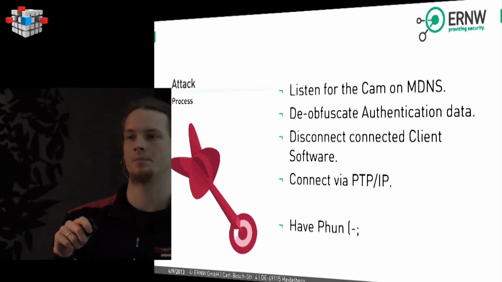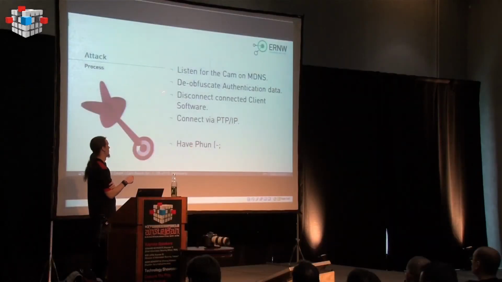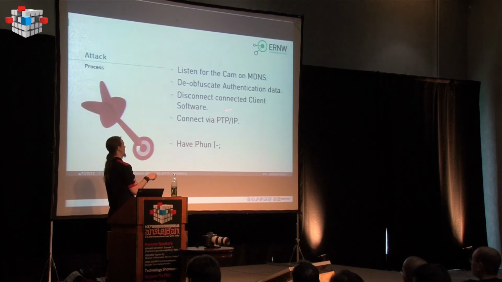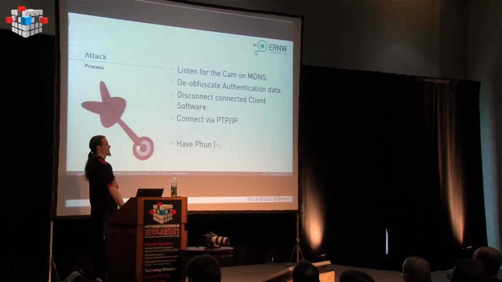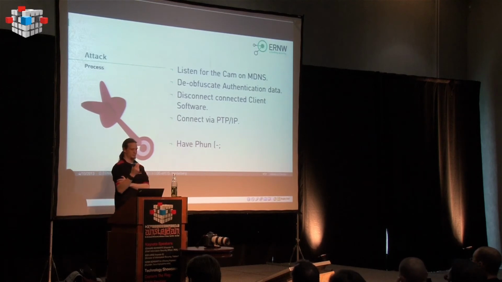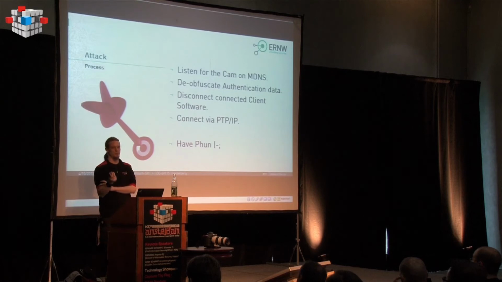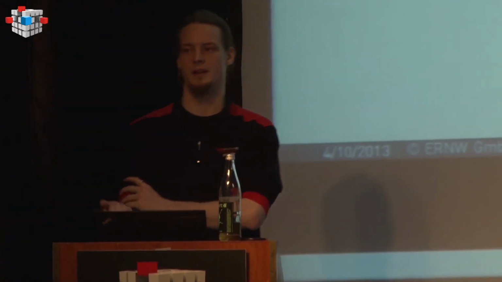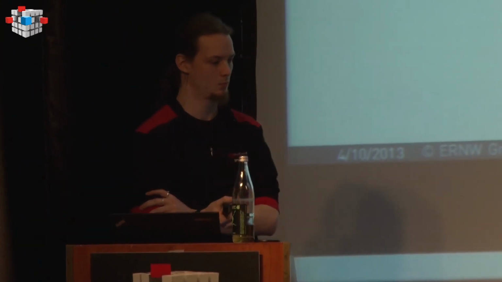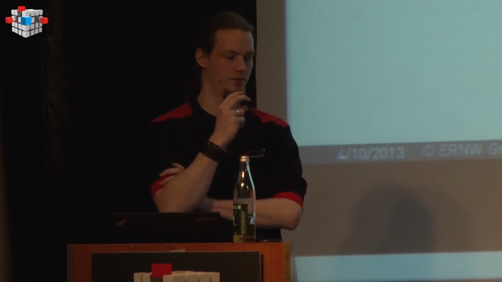While implementing this attack, I figured out the hard part wasn't to listen for the camera or deobfuscate the authentication data. The hard part in this attack actually was to find a library which is capable of proper PTP IP handling. Because, as I said before, PTP IP is a nice protocol standardized by some vendors, and it's loaded with vendor proprietary extensions. So you get very little default stuff you can do in the protocol. And you get a lot of vendor proprietary stuff. And finding a library which is able to do the stuff really was the hard part.